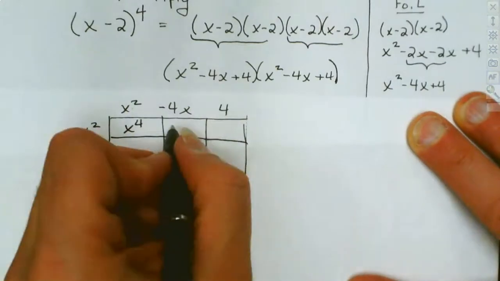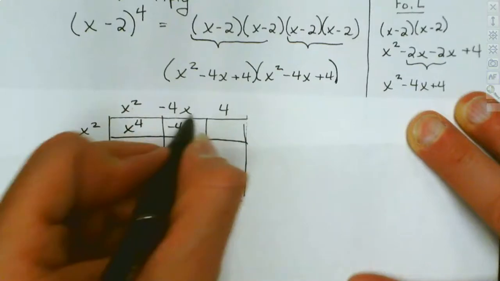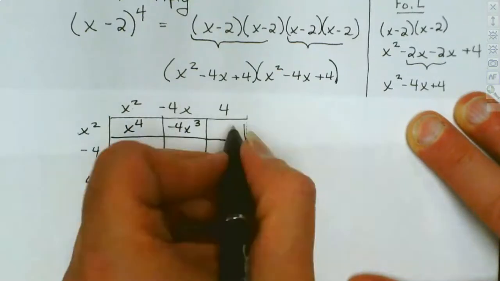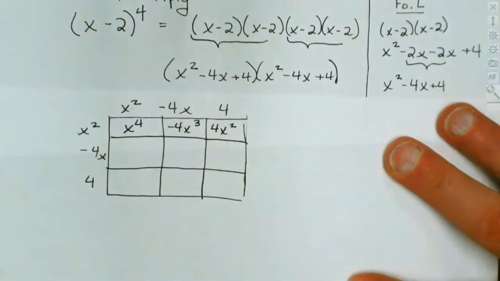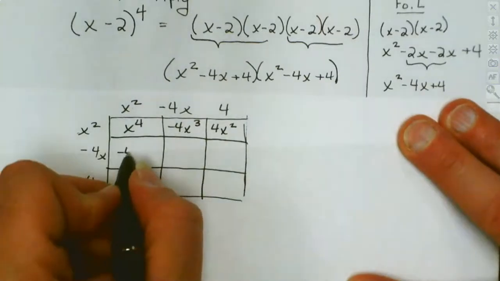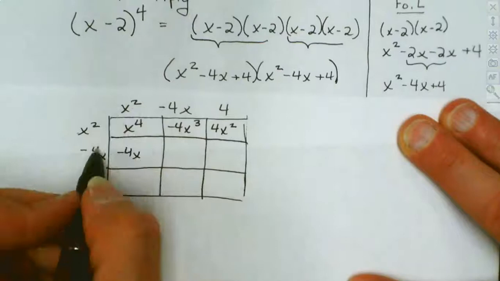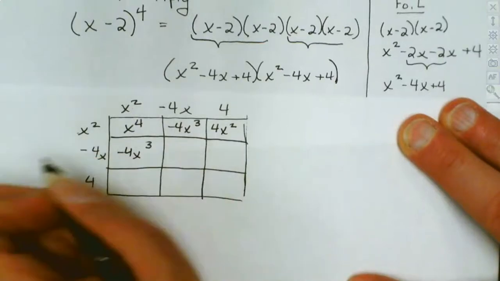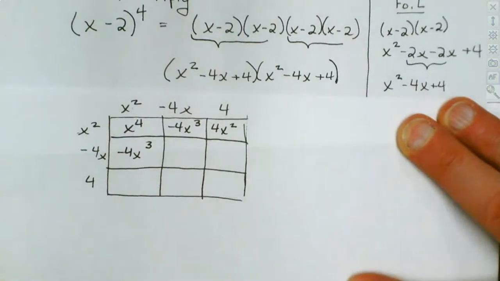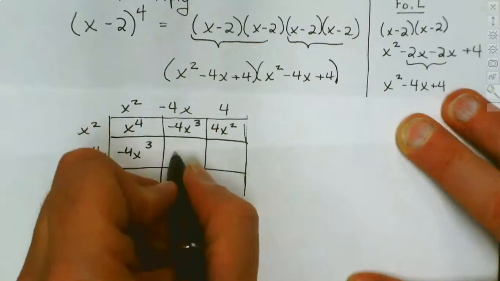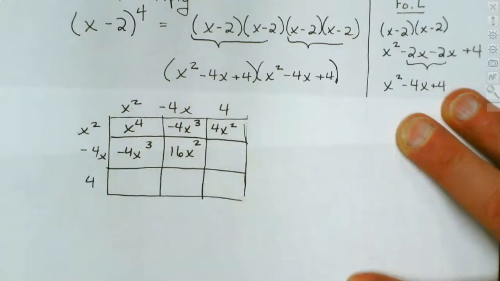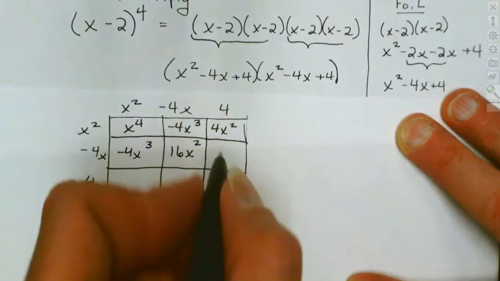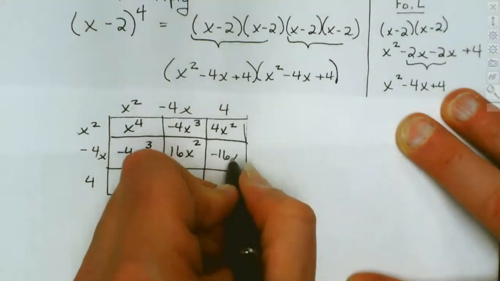X squared and negative 4 makes it a minus 4x cubed. X squared times 4, that makes it 4x squared. Next row, repeating it, minus 4x squared. And another x makes it an x cubed. Okay. This can go together again. Minus 4x times a minus 4x. Negative and negative makes it a positive x squared. Notice that go together. Minus 4 times 4. That leaves you with a minus 16x there.